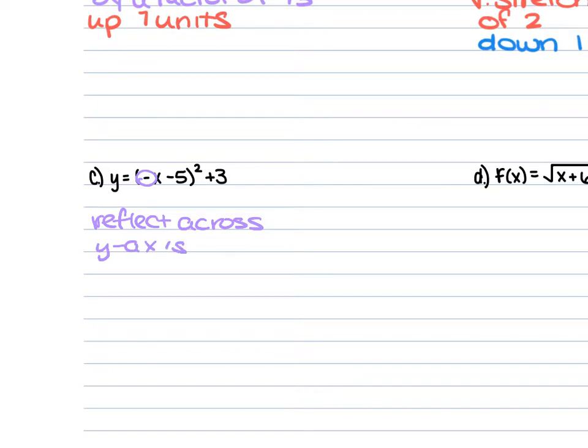Then the minus 5 inside, we're going opposite of what we think. So this is going to the right 5 units. And then that plus 3 is on the outside after the parentheses, so that means that we're going up 3 units.